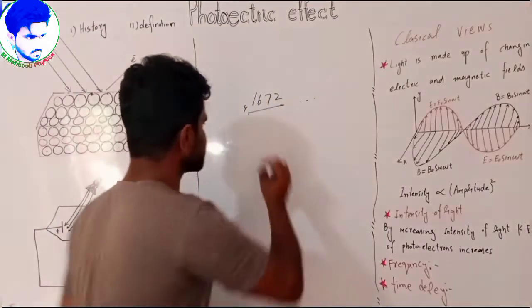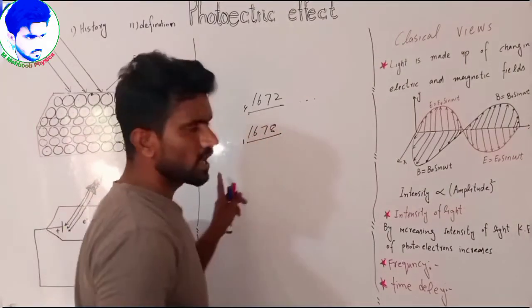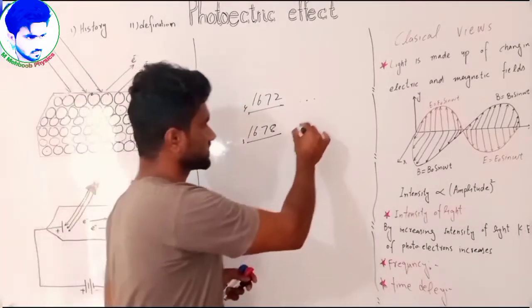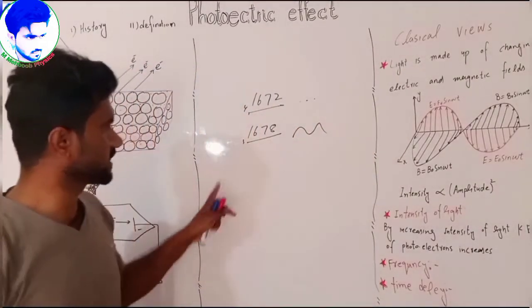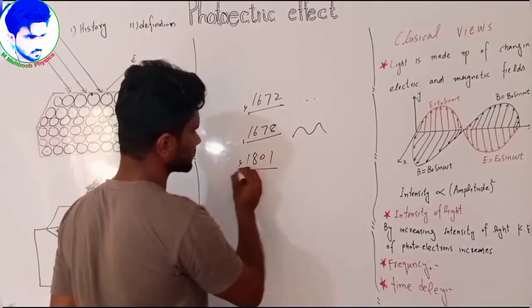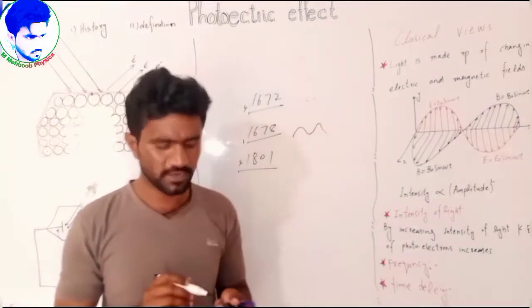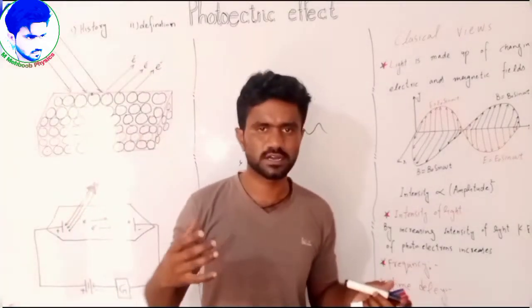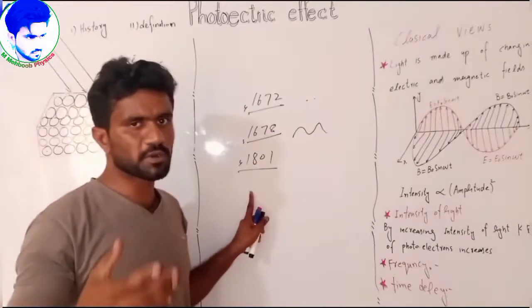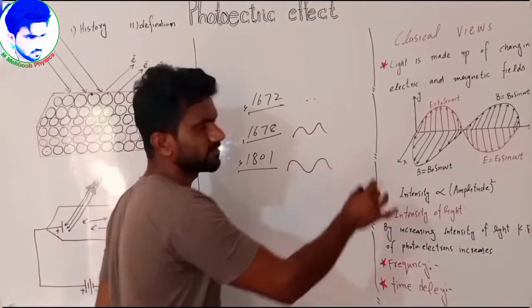And in 1678, Huygens in his theory says that light has the wave nature. And then in 1801, Young's double slit experiment was performed, in which light shows interference and diffraction. And these are basically the properties of a wave. So Young's double slit experiment says that light has the wave nature.